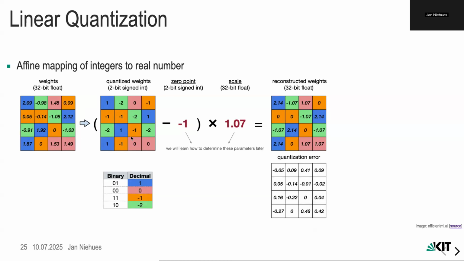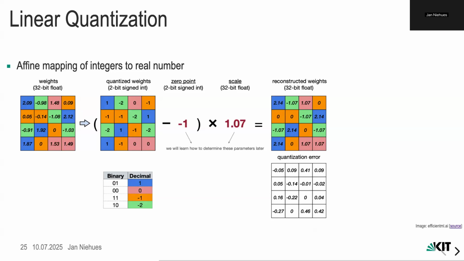So typically now you have binary, so you can do the binary to decimal. And now what you're doing is, instead of storing 2.09, we store there 1. We normalize that to the zero point, multiply by our scale, and then we get here 2.14. And here we get 1.07 and so on. So the formula is that things get mapped to their quantized value minus the zero point times the scale, and that will give you the overall result. So you see here again the quantization error. So you see there are still errors.